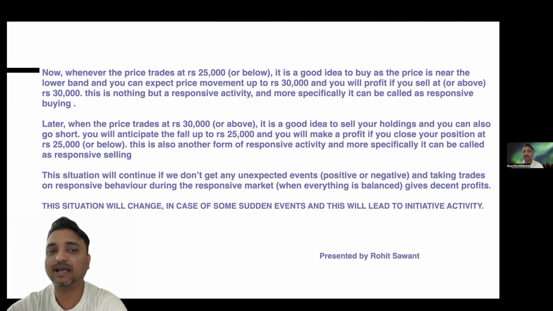Later, when the price trades at 30,000 or above, it is a good idea to sell your holdings and you can also go short. So exactly the reverse needs to happen over there. I'll show you in the upcoming slides with the diagram. You will anticipate that the price might fall back from 30,000 to 25,000 and you will make enough profits and close your positions. This is also another form of responsive activity and more specifically it is called responsive selling. Same as responsive buying, we have to initiate the responsive selling as well.